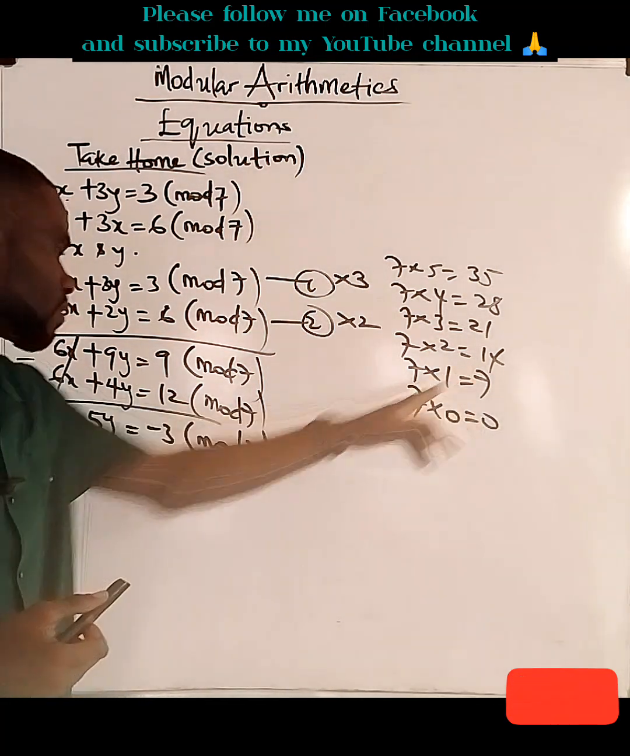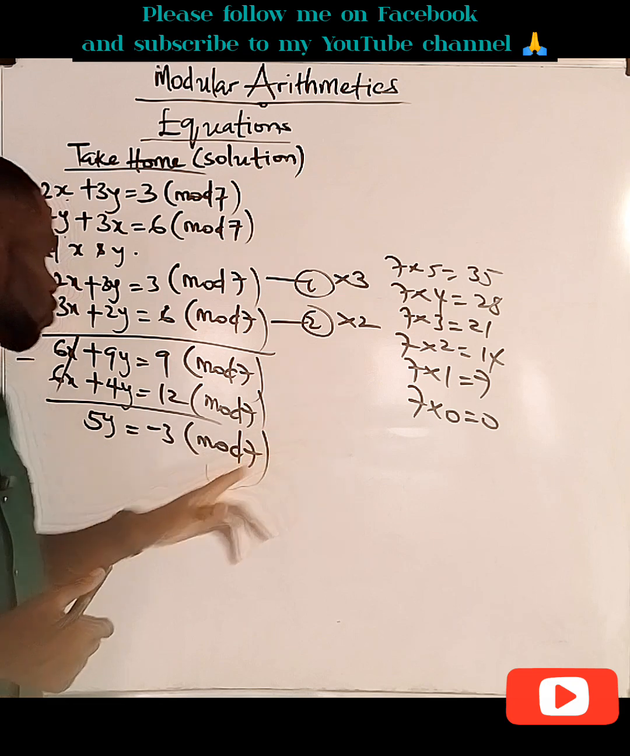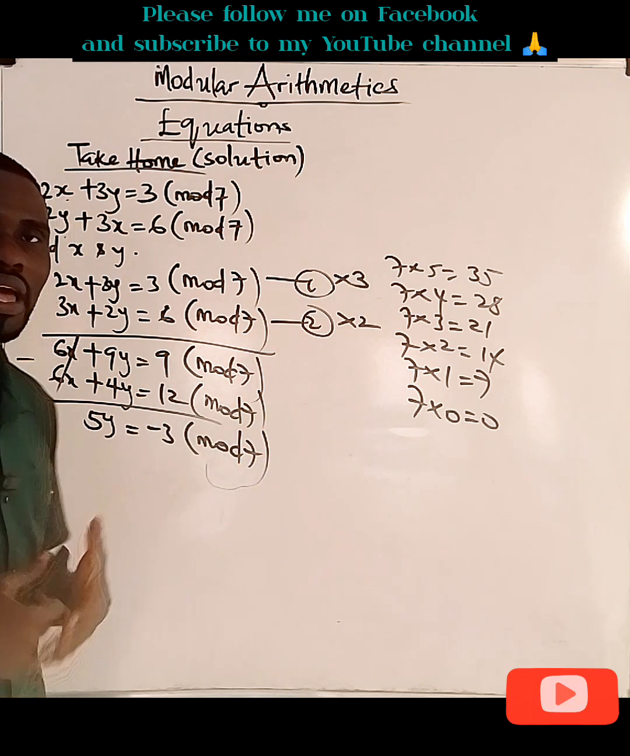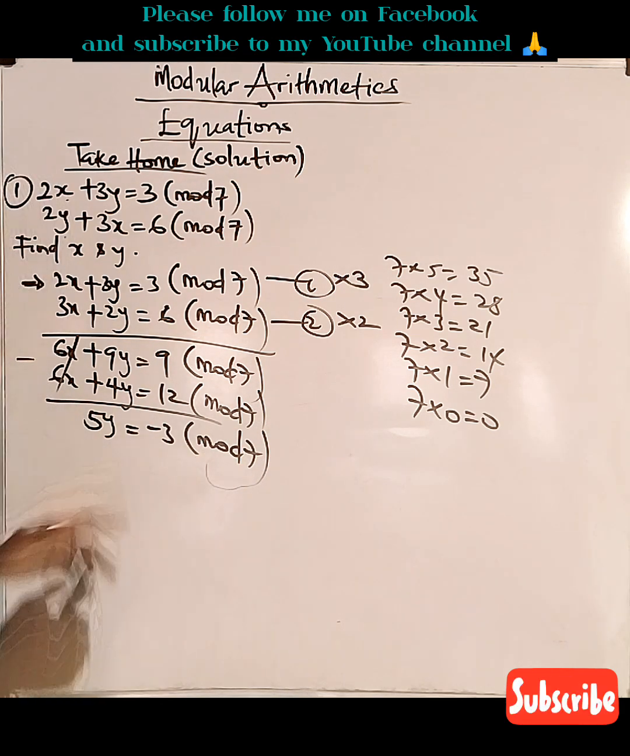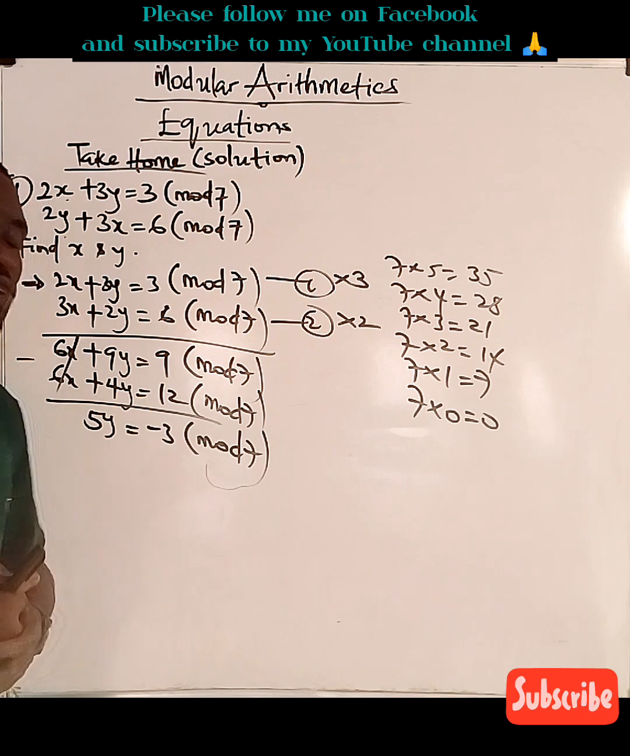Let's try something else. 14 minus 3 is 11. 21 minus 3 is 18. So 5y, I got 18. We end up having 3.6.